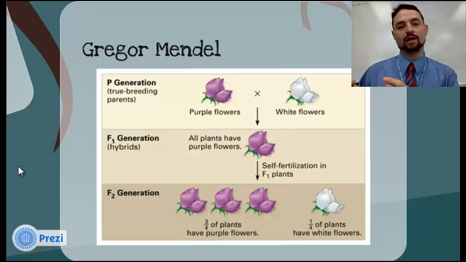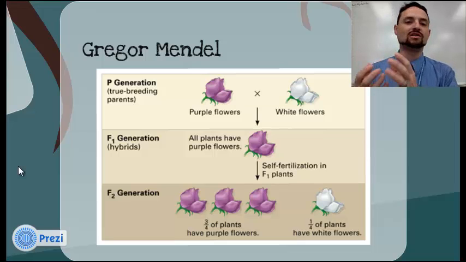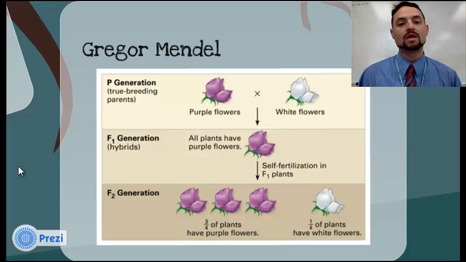Then he took another plant that produced white flowers. It was still the garden pea, but it just produced the white flower, and he reproduced it several times and made sure that it only produced a white flower. And then he took these two plants and cross-pollinated them, meaning he took the pollen from one and put it on the white flower, and he took the white flower pollen and put it on the purple flower, and he looked at their results.